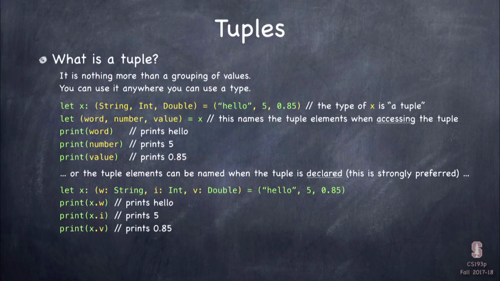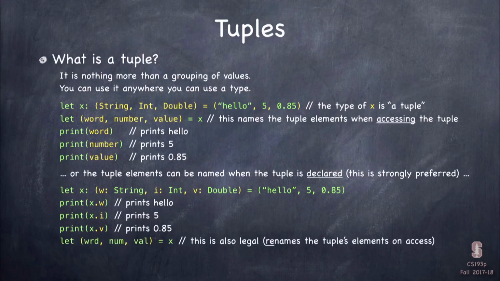Then, when I have x in my hands, I can get at w, i, and v using this dot notation, kind of like it's a var almost in a struct: x.w, x.i, x.v. See, so now I'm declaring the names when I declare the thing. And even if you do this, you can still redeclare the names to be something else by saying let (word, num, val) = x. It'll create those three local variables. So it's super flexible on the naming of those three things.